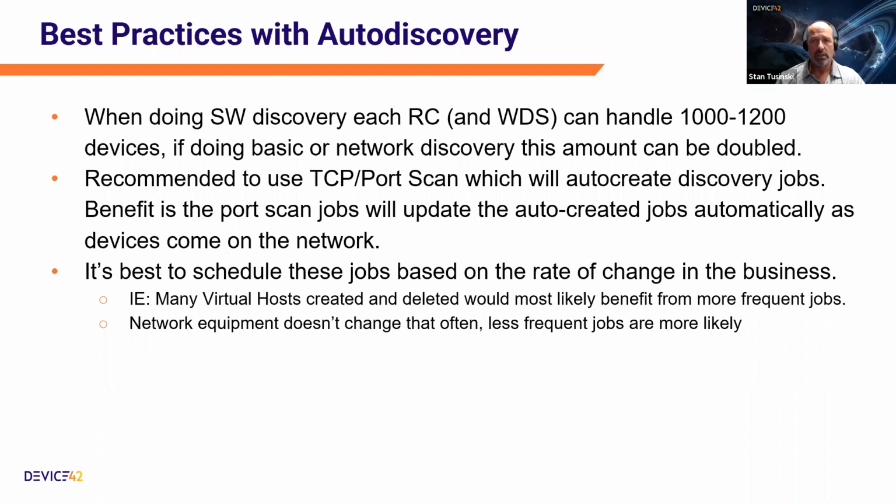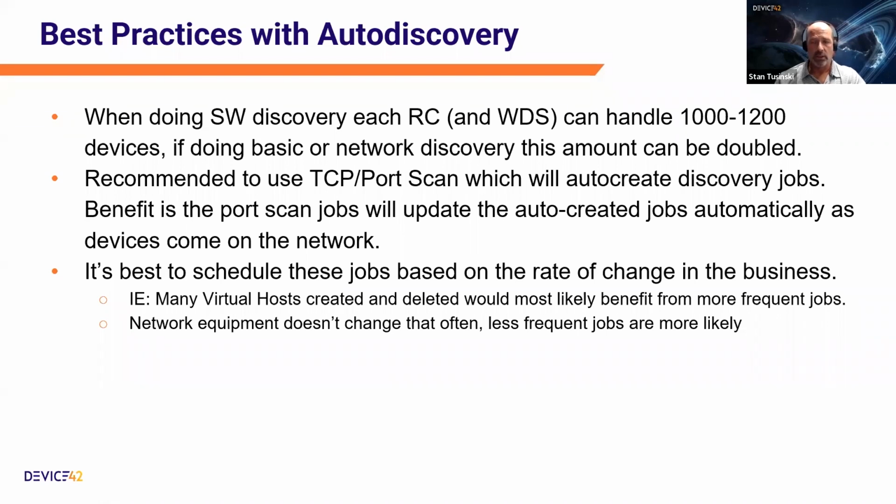When doing software discovery, each remote collector and Windows Discovery Server can handle about 1,000 to 1,200 devices. And again, that's when you're doing software discovery as part of your job. If you're doing just basic or network discovery, this amount can be doubled. You can get upwards of 2,000 to 2,500 devices per remote collector. That's what we recommend. There's also other factors that come into play: scheduling, how frequently you're running the jobs, and how many jobs you have configured overall on the system.